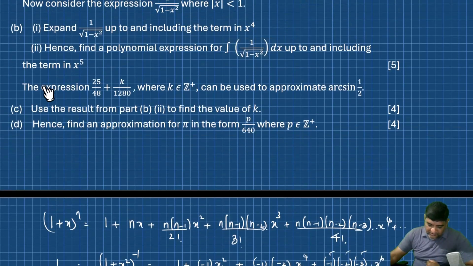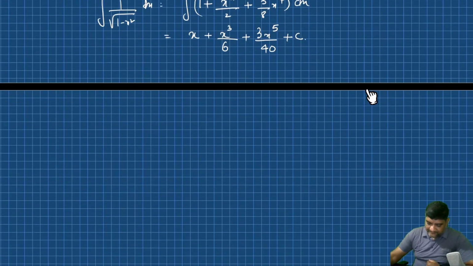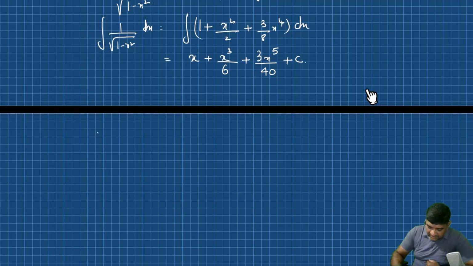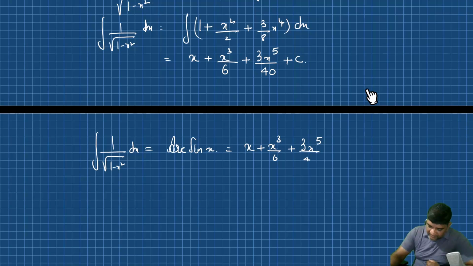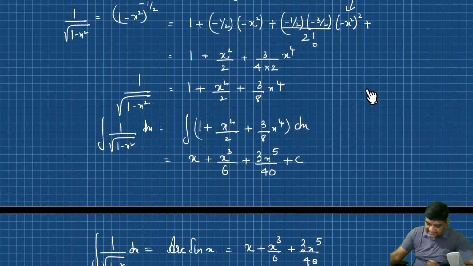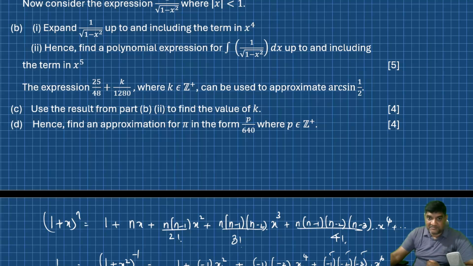Easy until this point. So the expansion can be used as an approximation for sine inverse of 2. Let's now look at, as I said, the integration of 1 by root of 1 minus x squared dx, which is nothing but arcsine of x. So arcsine of x can now be written as x plus x cubed by 6 plus 3x to the power of 5 by 40 plus some constant c. So let's see what happens when I substitute a half into that equation.